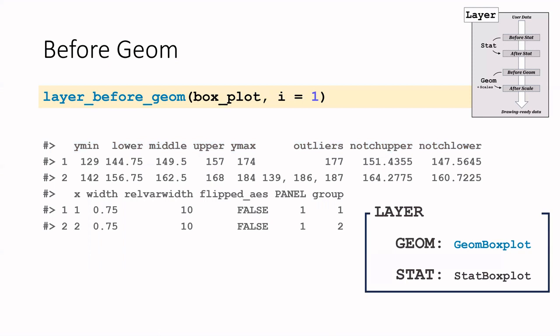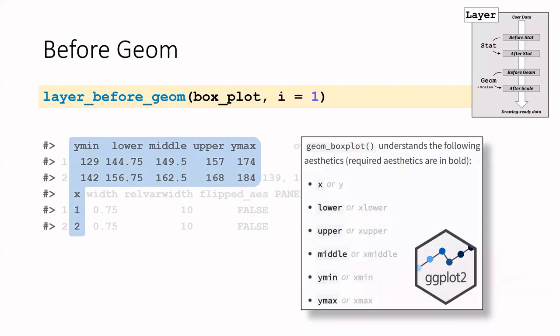The significance of the before geom data is that it validates the layer's choice of geom, which is geom box plot. Here, geom box plot requires the X column to position the box plot, the lower and upper columns for the boxes, the Ymin and Ymax columns for the whiskers, and so on. And unsurprisingly, the box plot stat and the box plot geom in our layer are designed to work together. So the geom has all it needs from the stat.